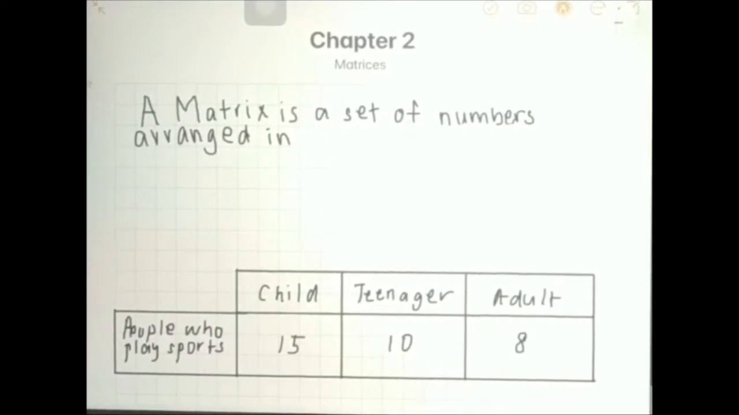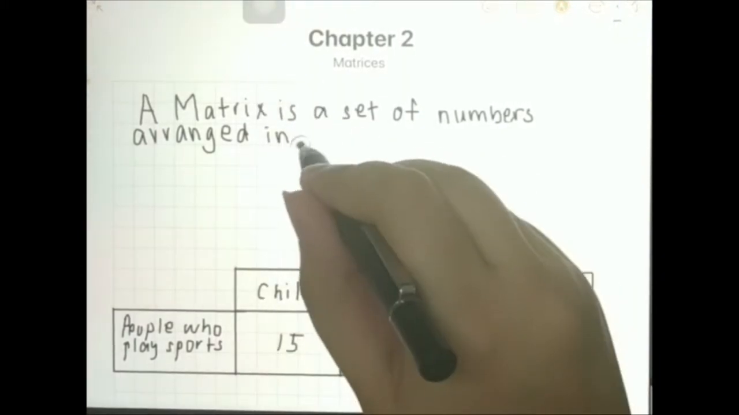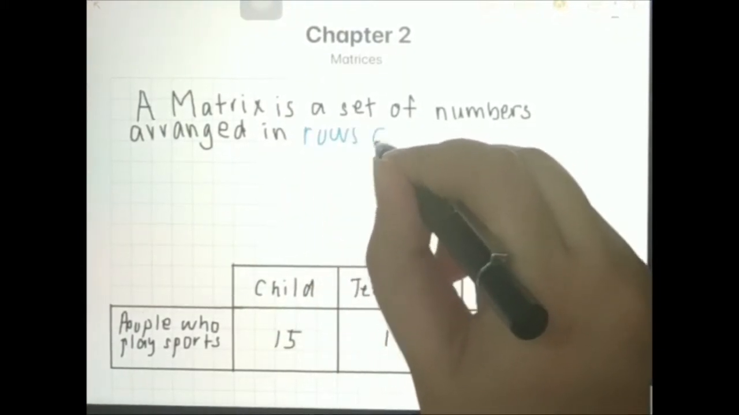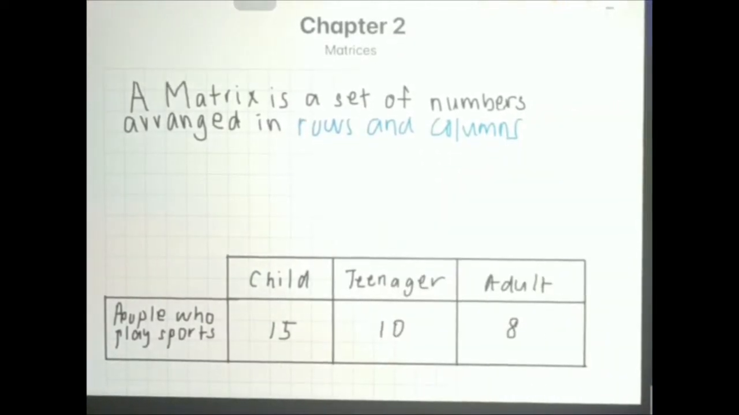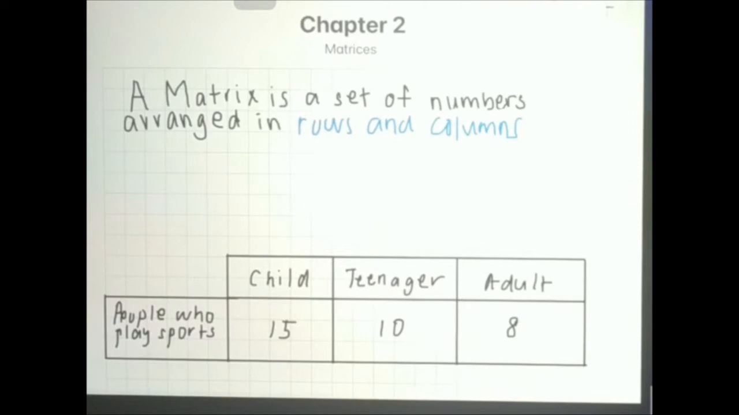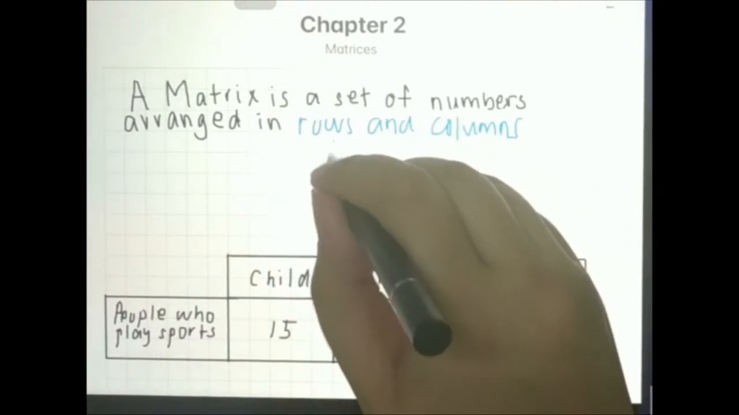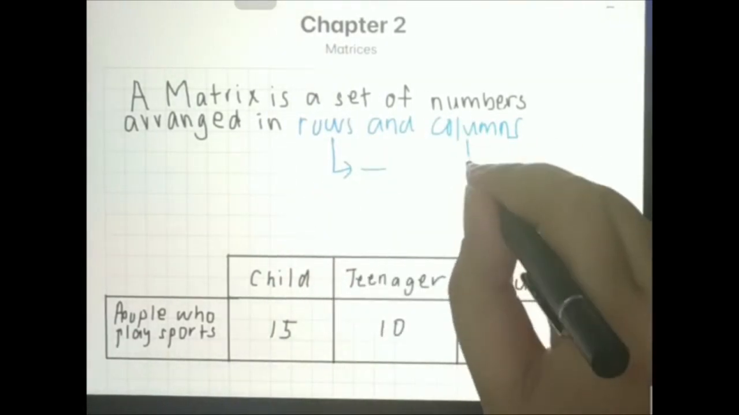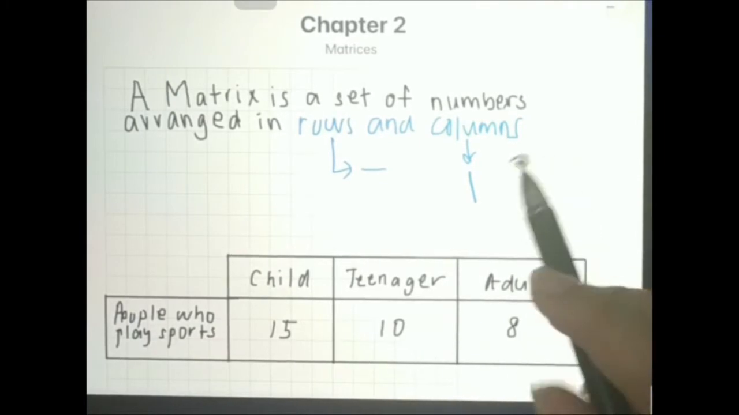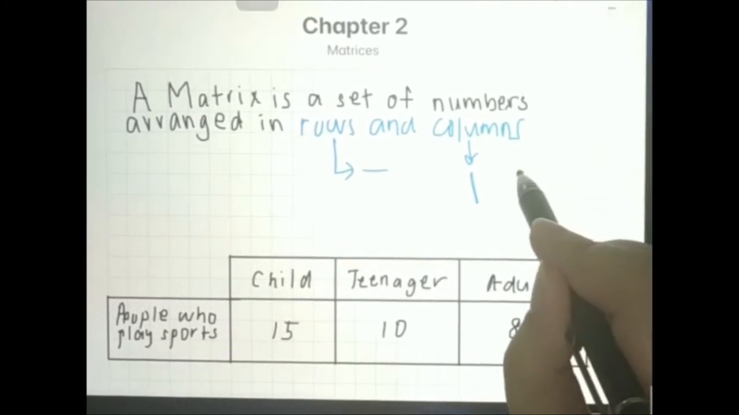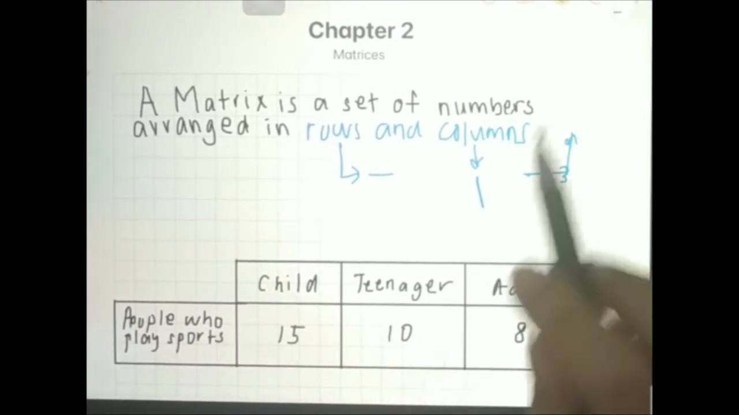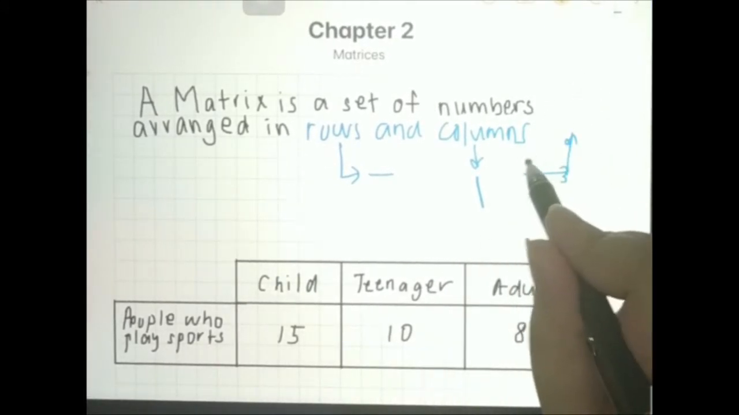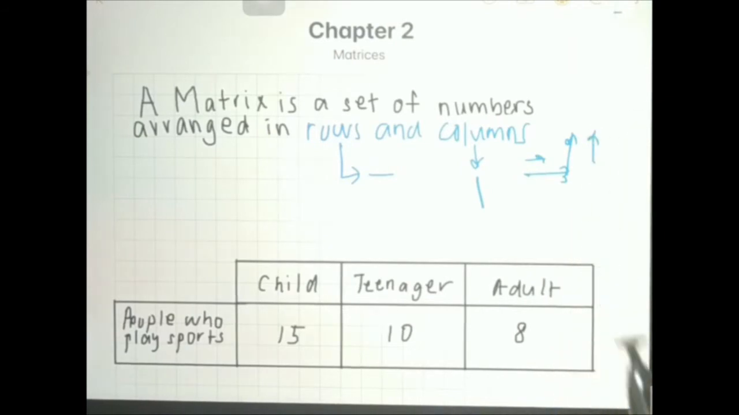Let's get into it. A matrix is a set of numbers arranged in rows and columns, to form a rectangular or square array. So how I remember rows and columns is, rows are horizontal and columns are vertical. I remember it like Ultraman. He goes like this and then like this, right? His arms go like this and this. So the flat one is rows and the one that goes up is columns.